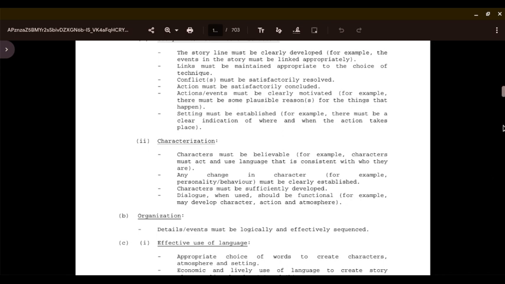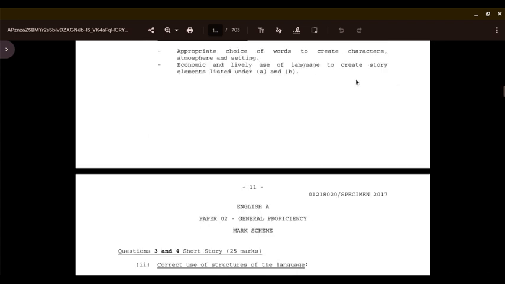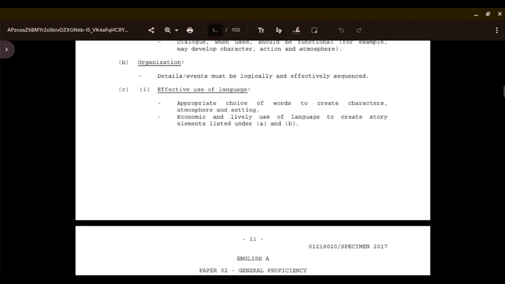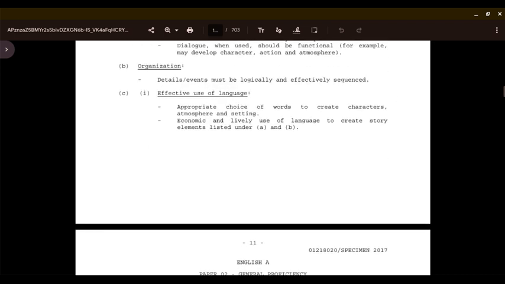Then we've got organization. Again, we see organization is a rather brief sentence. Details events must be logically and effectively sequenced. So think of this as beginning, middle, end, right? Beginning, middle, effective use of language. So we saw language already. And here they're talking about word choice.